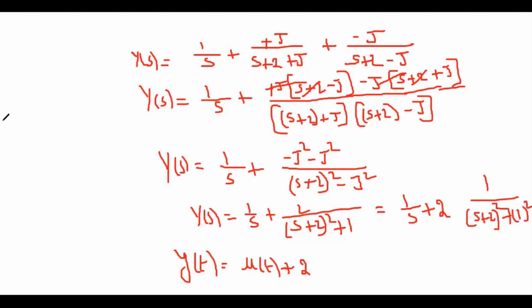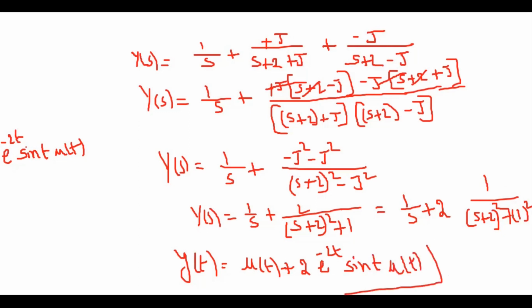You see, it is in the form of sine t mu of t, sine omega naught. What is omega naught here? 1, and s plus 2, because s plus 2 is multiplied means e power minus 2t. So 2 into e power minus 2t sine t mu of t is the inverse Laplace transformation. Why did I multiply the e power minus 2t? Because s plus 2 is there.